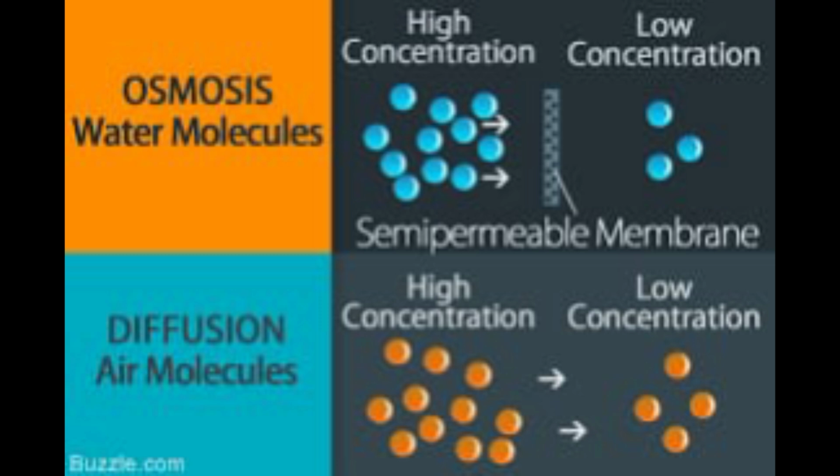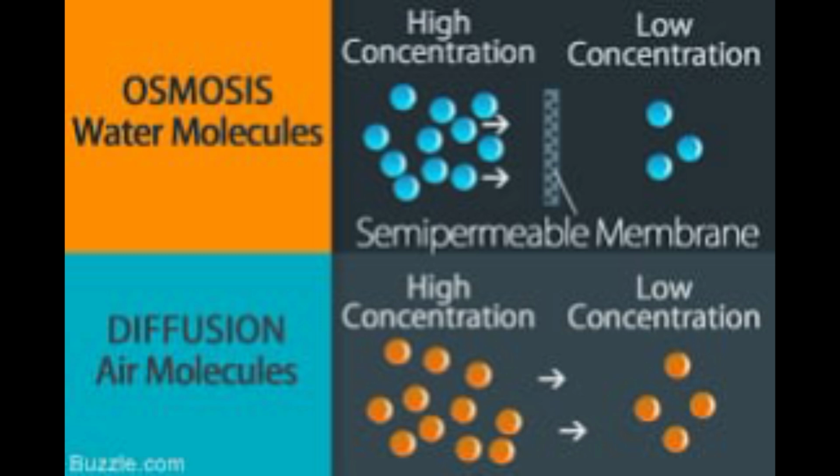What is meant by diffusion? Diffusion is a physical process. The movement of the molecules from higher concentration to lower concentration without any semi-permeable membrane. And finally, both concentrations are equal.